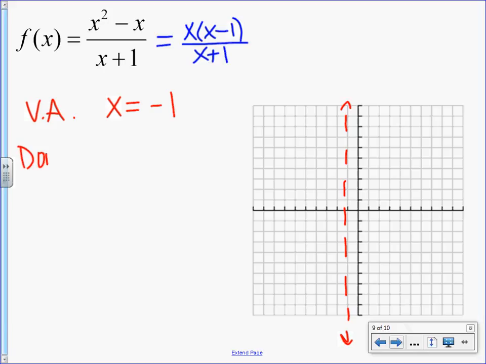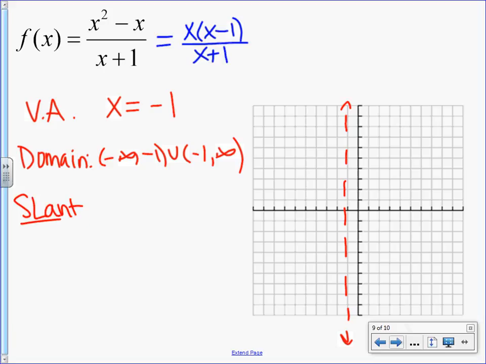Which means our domain is everything except -1. Now, the degree of our numerator is greater than the degree of our denominator, so we are going to have a slant asymptote. So let's talk about finding the slant asymptote. We are actually going to perform the division of our fraction. Would you like to use synthetic or long division? Synthetic division, since we have a linear denominator. Let's use synthetic division.